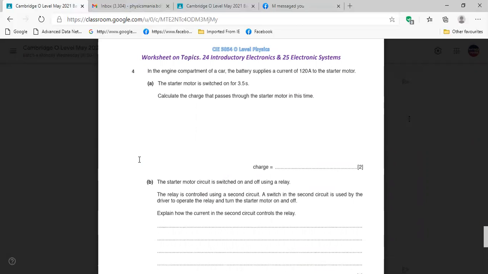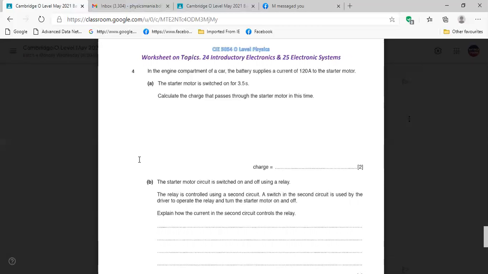So next one, you read. The starter motor circuit is switched on and off using a relay. The relay is controlled using a second circuit. A switch in the second circuit is used by the driver to operate the relay and turn the starter motor on and off. Explain how the current in the second circuit controls the relay.